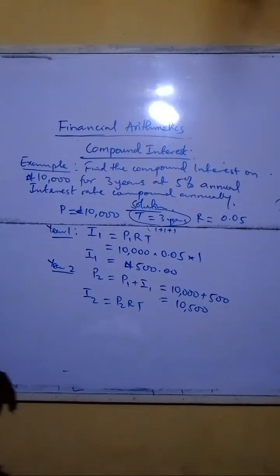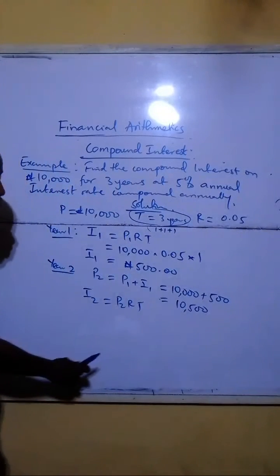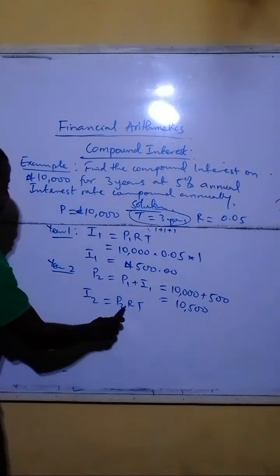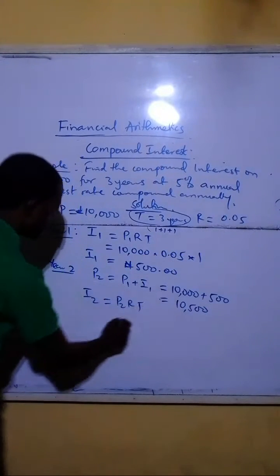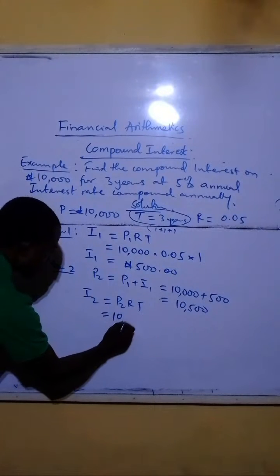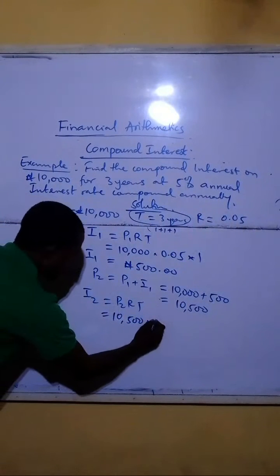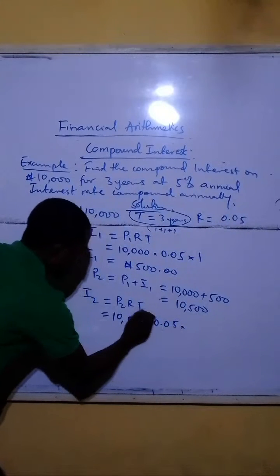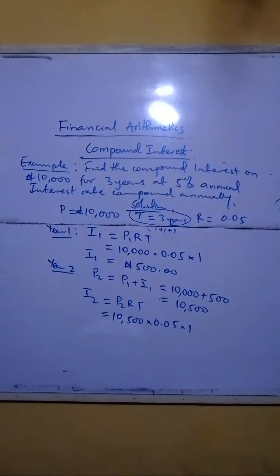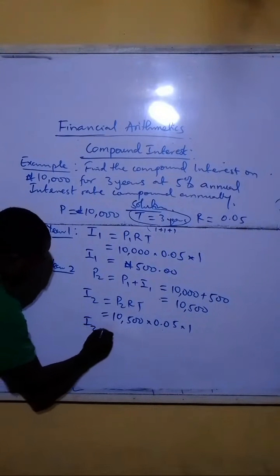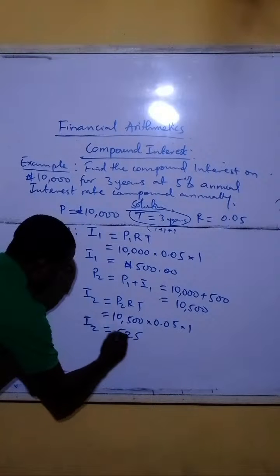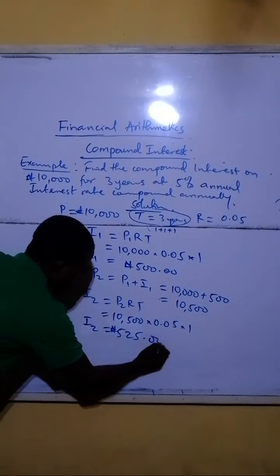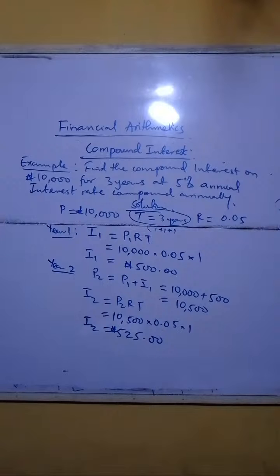We multiply the principal, 10,500, times rate, which is 0.05, then times t, which will still be 1. So we are taking t as 1. And it implies that the interest for year 2, I2, is now equal to 525 naira, 00 kobo. So we are done with the interest for year 2.